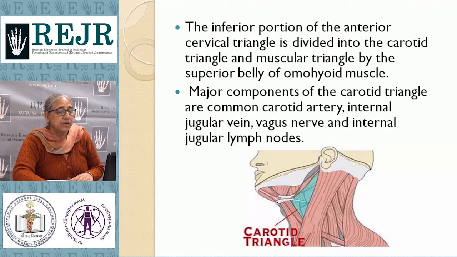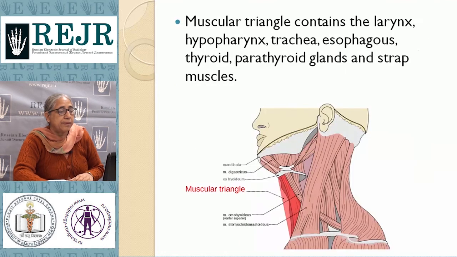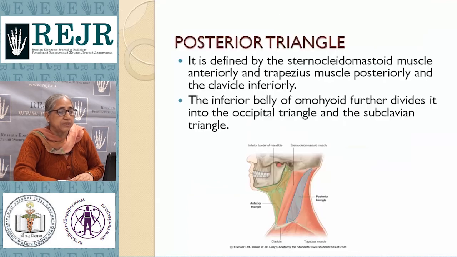Major components of the carotid triangle are the common carotid artery, the internal jugular vein, vagus nerve and internal jugular lymph nodes. The muscular triangle contains the larynx, hypopharynx, trachea, esophagus, thyroid, parathyroid glands and the strap muscles.